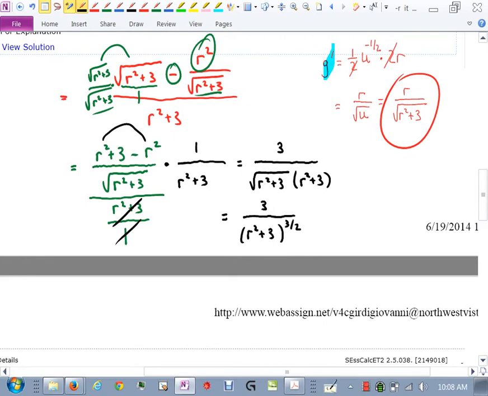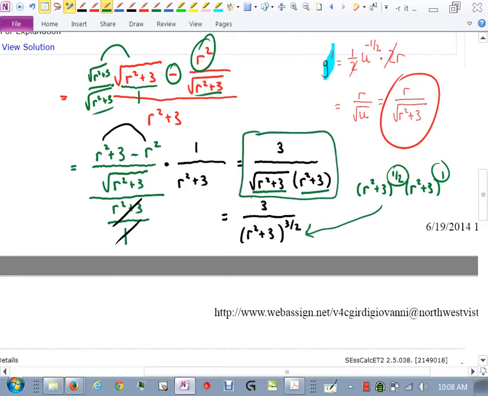And that's because this right here is the same as r squared plus 3 to the 1/2. And then this right here is r squared plus 3 to the first power. Since these have the same base, we just add the exponents. 1/2 plus 1 is 3/2, and that would give you this down here. So I believe the computer would probably take either one of those.